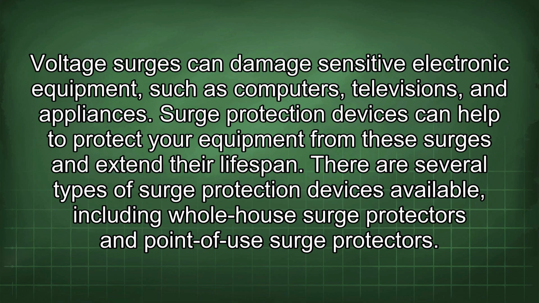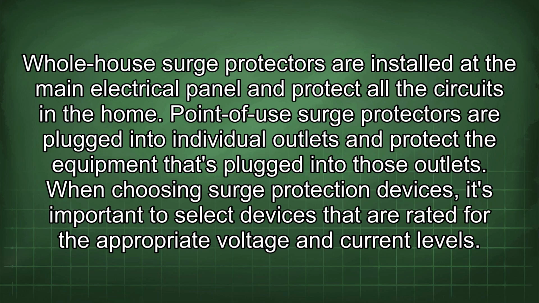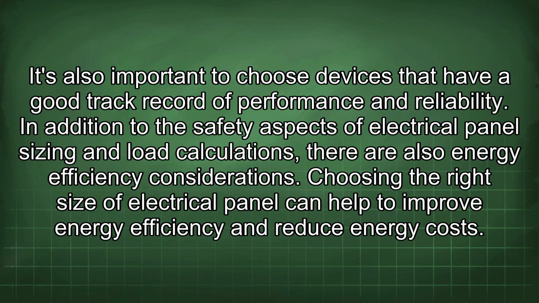There are several types of surge protection devices available, including whole house surge protectors and point-of-use surge protectors. Whole house surge protectors are installed at the main electrical panel and protect all the circuits in the home. Point-of-use surge protectors are plugged into individual outlets and protect the equipment that's plugged into those outlets. When choosing surge protection devices, it's important to select devices that are rated for the appropriate voltage and current levels. It's also important to choose devices that have a good track record of performance and reliability.